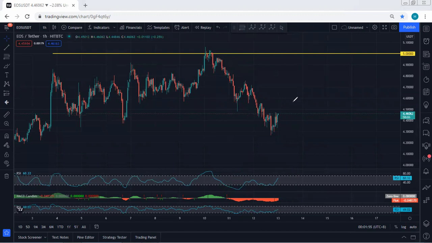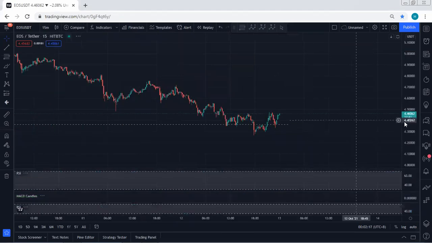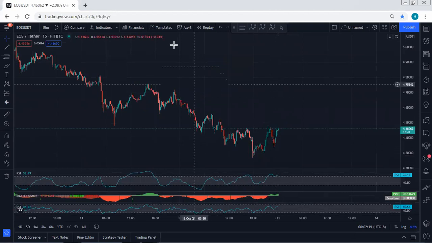Anyway, because we cannot consider this one as a flag at this time, having entry above here in case this is the start of the up move can be an option. Unless the price consolidates here another few hours, then we can put our entry above the flag here. But at this time, I don't think we can consider this one as a flag. How about if I move to 15 minutes? All right. This is what we get based on 15 minutes. Yes, we can consider to put our entry above here.